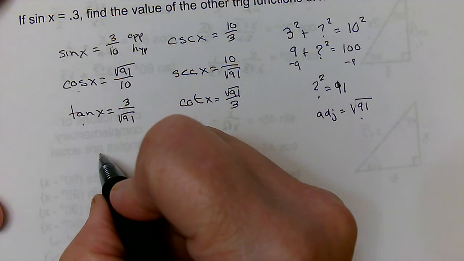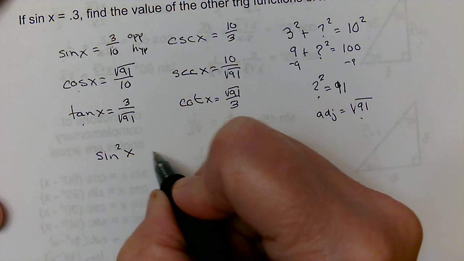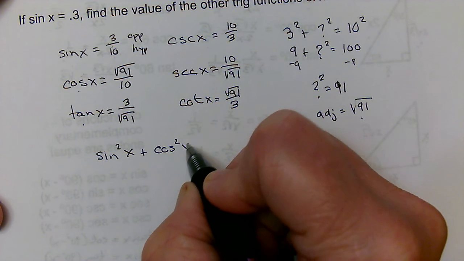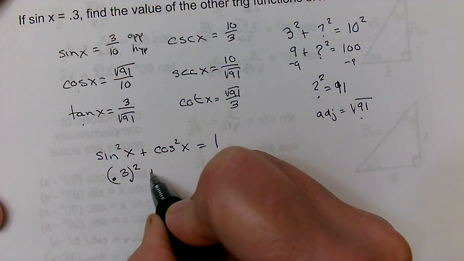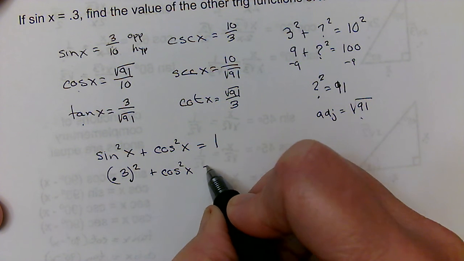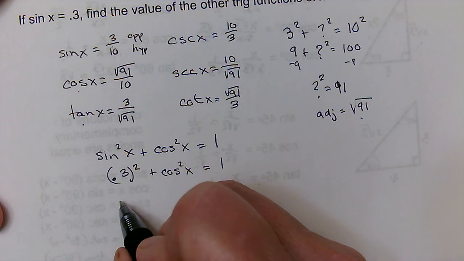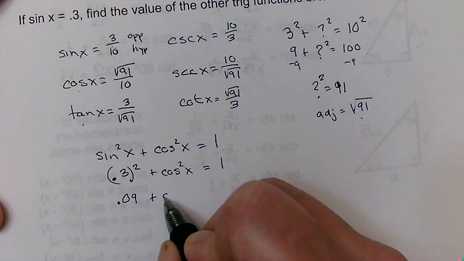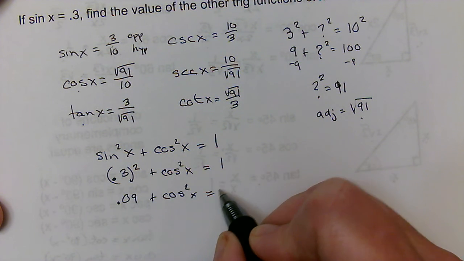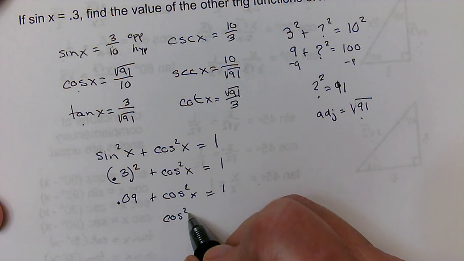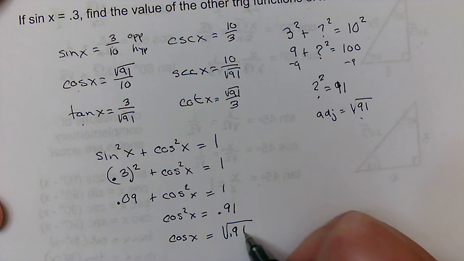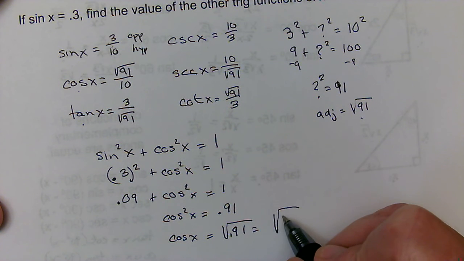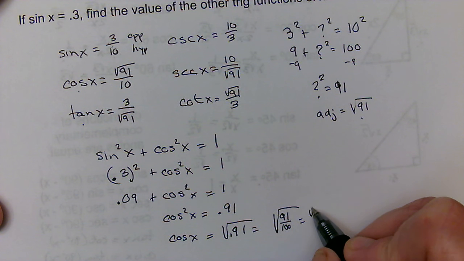Another way to think about this is to use our Pythagorean identity. Sine squared of x plus cosine squared of x equals 1. They gave us the sine as 0.3, and we didn't know the cosine. But if we square 0.3, we get 0.09 plus cosine squared of x equals 1. If we subtract, we get cosine squared of x equals 0.91, and so cosine of x would be the square root of 0.91, which is the square root of 91/100ths, which is the square root of 91 over 10.